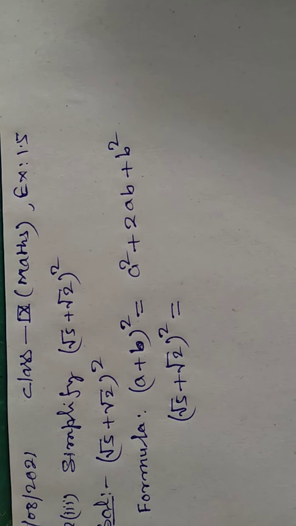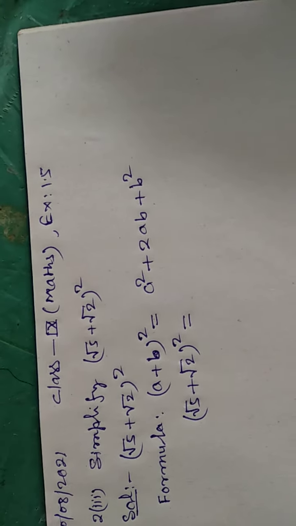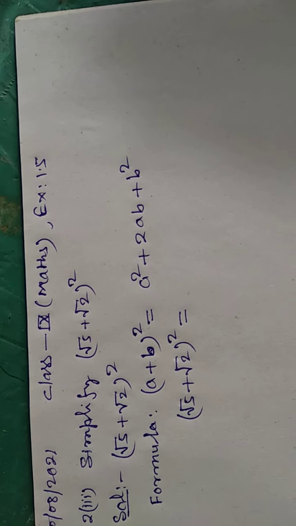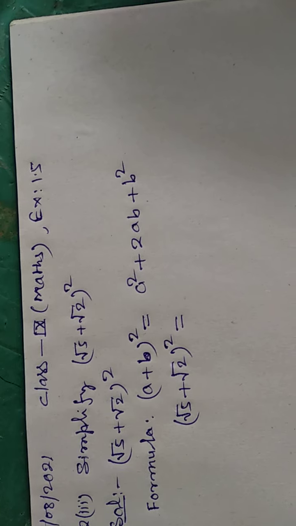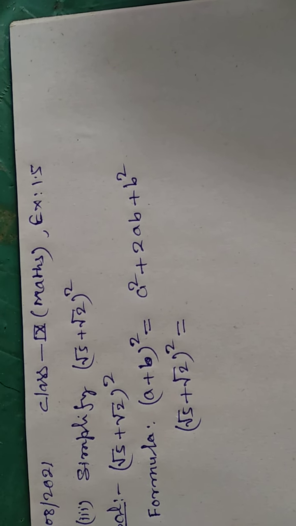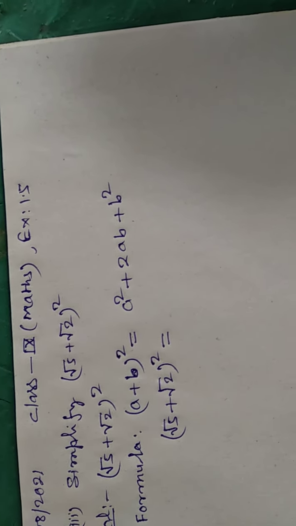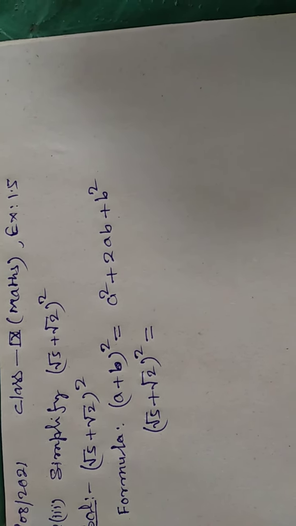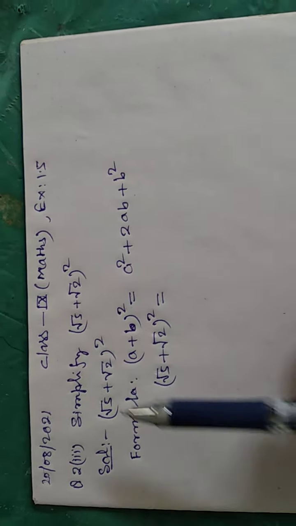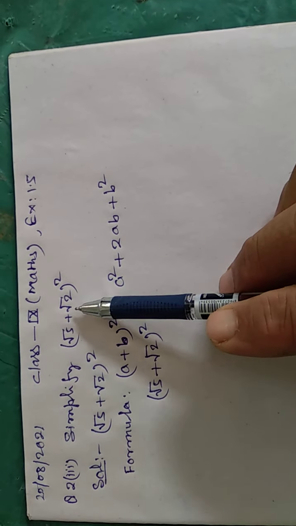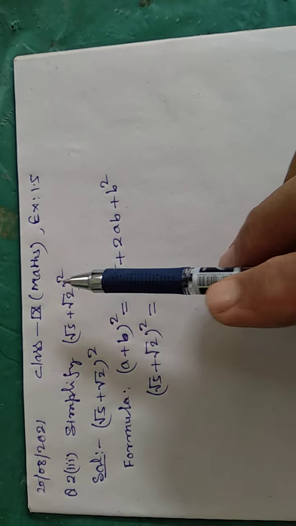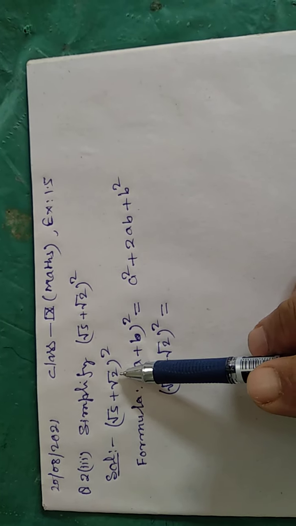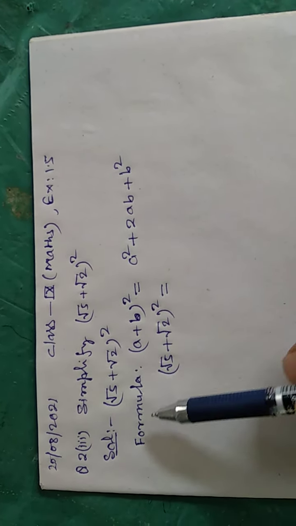In the previous video you have seen that we have solved question number 2 up to the second subsection. Now today we see subsection 3 of question number 2. It is: simplify (root over 5 plus root over 2) whole square. Now solution: (root over 5 plus root over 2) whole square.